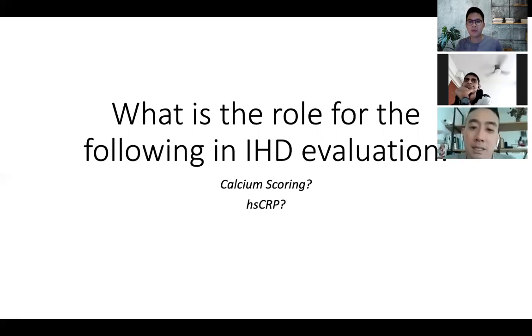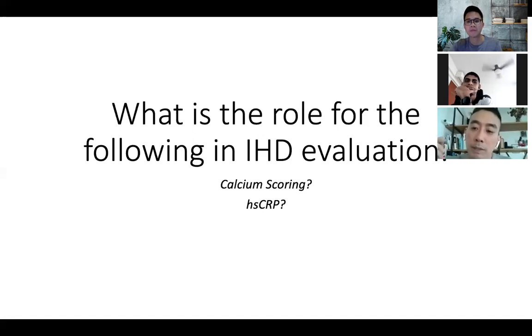Like if you know that you had siblings who died of MI and you don't have any problems now, you know you're at higher risk. That's the same for calcium scoring and hsCRP. It just tells you that you have a higher risk. Probably the only indication is that it helps you decide if a patient needs to be on statins. So that's in the guidelines.